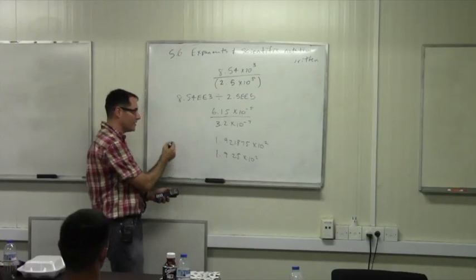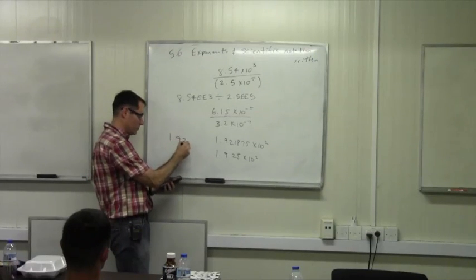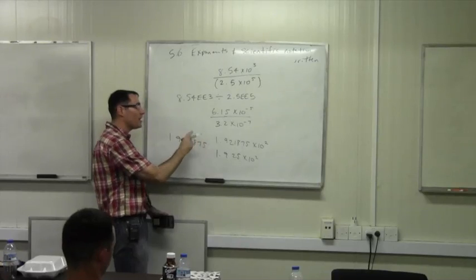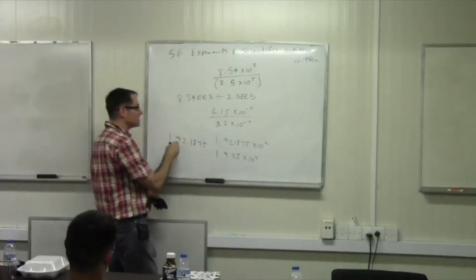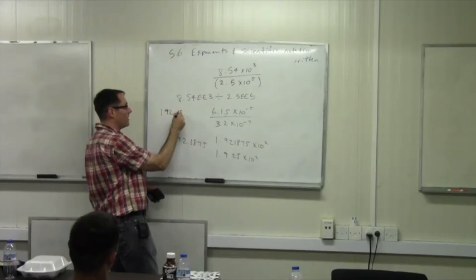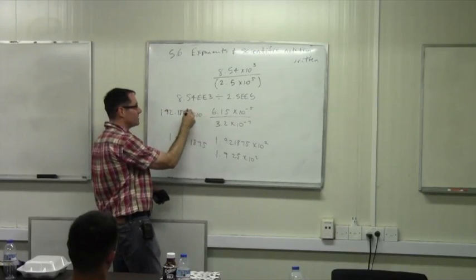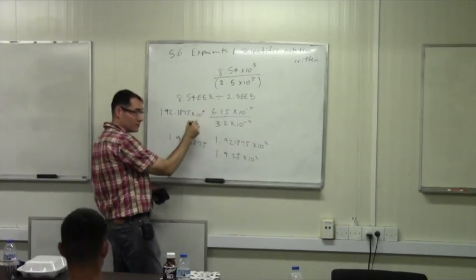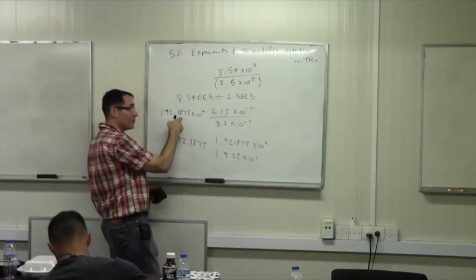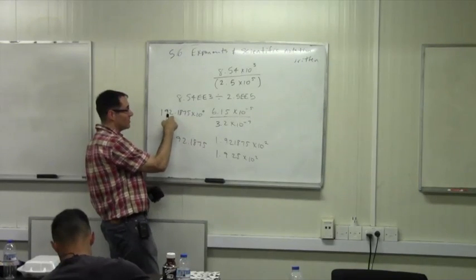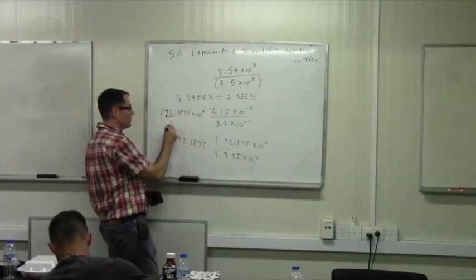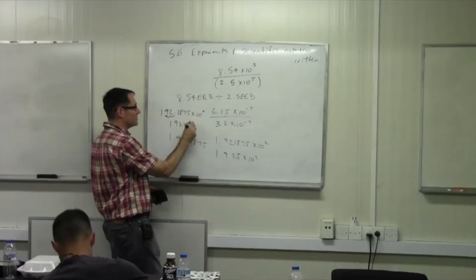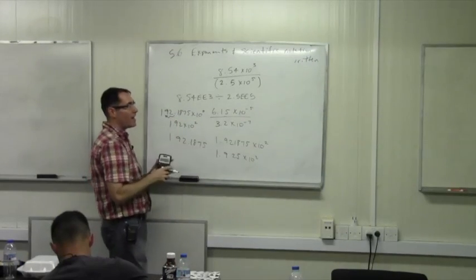If you did it on your calculator, you're going to get 192.1875. But remember, I'm asking you for the answer in scientific notation. Because this is 192.1875 times 10 to the 0. You need to convert this properly into scientific notation, meaning this is going to go over by 2, so 1.92 times 10 to the 2. Okay?